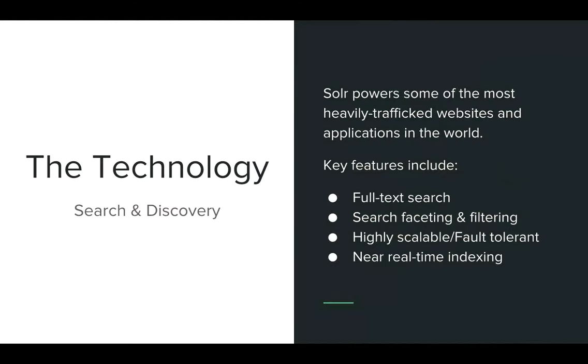The next is Apache Solr. Apache Solr is used for discovery within Islandora. Solr is very powerful, flexible, and configurable. It's used on some of the most heavily trafficked websites and applications worldwide. Some key features include full text search, search faceting and filtering. It's highly scalable and fault tolerant, and provides near real-time indexing. For example, if we ingest an object into Islandora, it's going to be indexed within Solr almost immediately and will become searchable probably within 30 seconds after ingest.